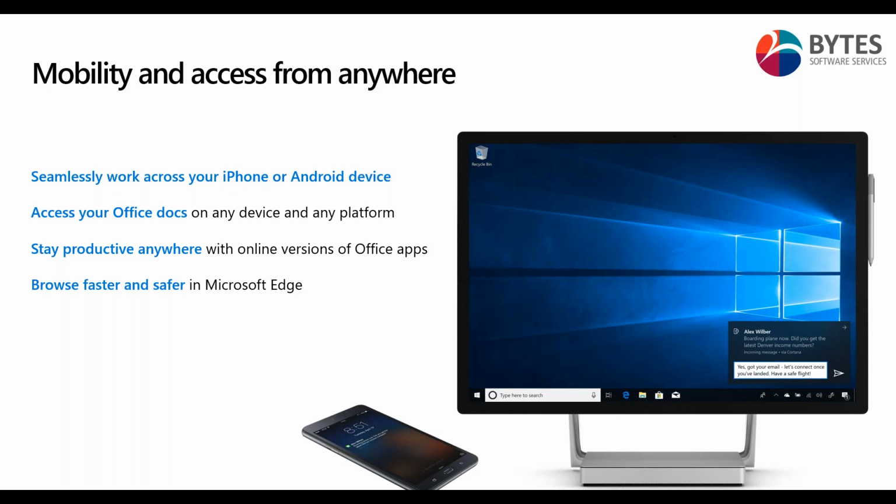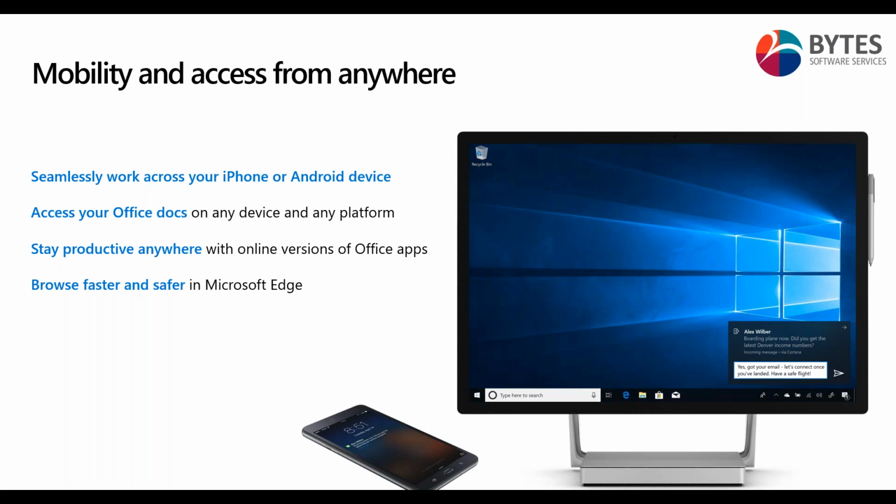So, mobility and access from anywhere. I don't know if anyone's tried this out or used it, but there's a new phone app that you can install on your mobile phone, whether it's Android or iOS. And on your Windows 10 device as well, there's a Phone Companion app that you pair your mobile device with the operating system. That gives you access to send and receive text messages from your Windows device. If you've used WhatsApp, for example, it's a similar experience, where you can have WhatsApp on your PC and send and receive WhatsApps from there.